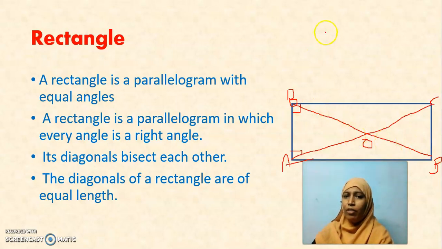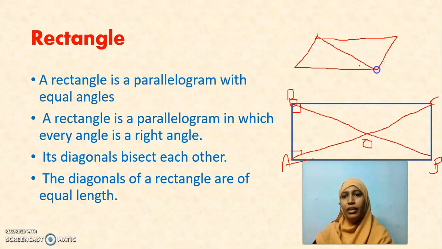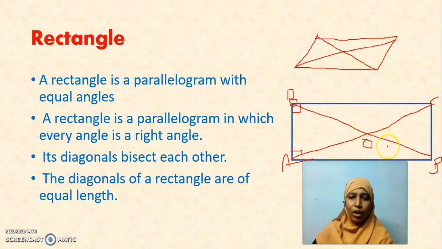What about a parallelogram? Will the diagonals be equal in a parallelogram? Is it necessary for the diagonals to be of equal length? See here, this diagonal is smaller compared to this diagonal. In a parallelogram, the diagonals will not be of equal length. But in a rectangle, the diagonals will be of equal length. In a rhombus also, the diagonals will be of equal length, and they will bisect each other. They are perpendicular. All these three conditions are satisfied in a rhombus and not in a parallelogram or rectangle. Hope you are able to compare the properties of these.